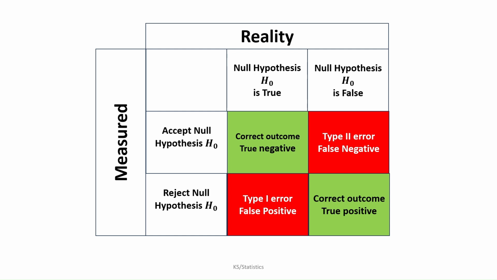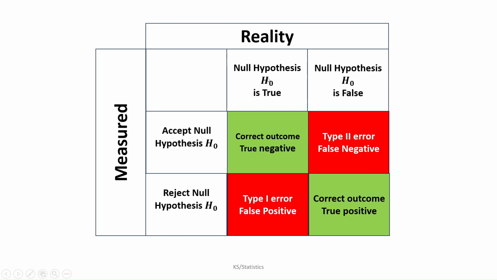Type 1 and type 2 error have been shown in matrix form. Along the row there is reality and along the column there is measure. When null hypothesis H0 is true, if it is accepted, then it is a correct outcome, which is true negative. When null hypothesis H0 is false, if the null hypothesis is accepted, then it is type 2 error, which is false negative.